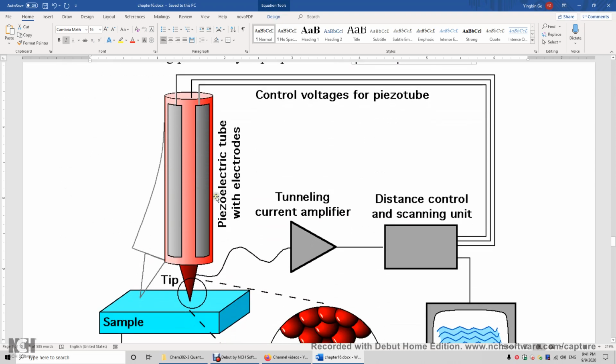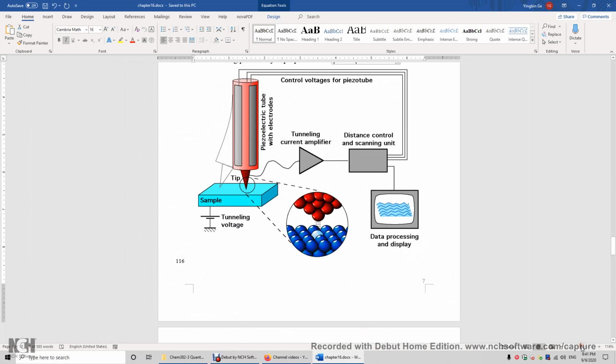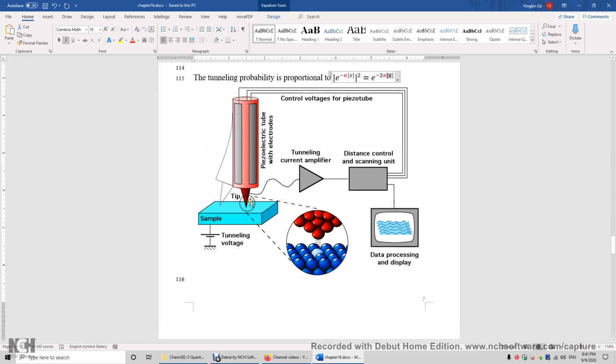Over here, this is a more comprehensive diagram. Again, you have a tip, you have a sample. The tip scans the surface of the sample, and the electric current is recorded over here. And this is the amplified tip and the surface. If there's a different kind of atom on the surface, it can be detected because this electric current will be different than between the dark blue atom and the tip.